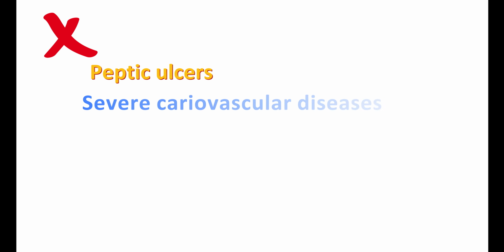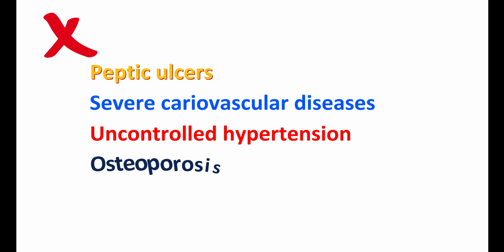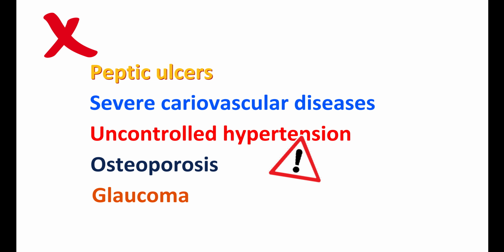When to avoid? It should be avoided in people with a history of peptic ulcers, severe cardiovascular diseases, uncontrolled hypertension, osteoporosis, and glaucoma. However, in mild conditions, methylprednisolone may be used with caution when benefit outweigh the risk. Your doctor will assess whether it is suitable for you or not.